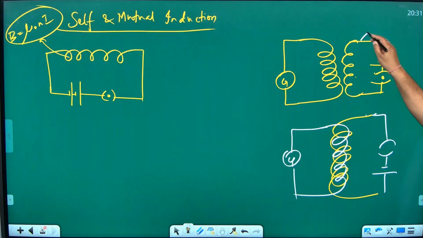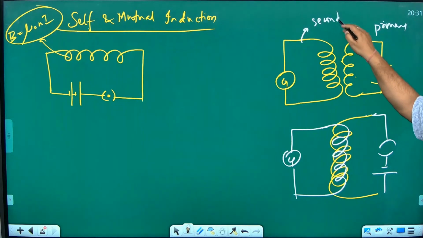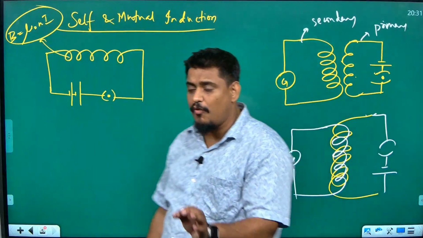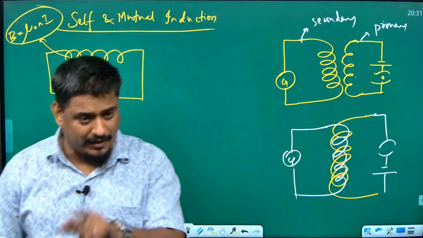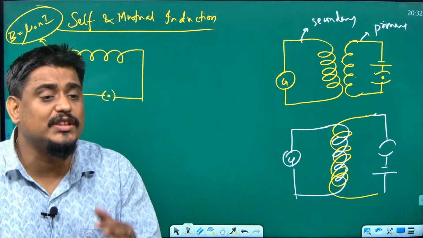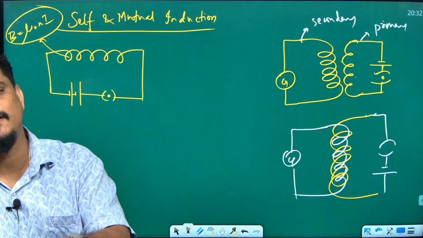This coil is called the primary coil. This is called the secondary coil. So whenever there is a change of magnetic flux in the primary coil, if you get an induced EMF in the secondary coil, this kind of induction is called mutual induction.